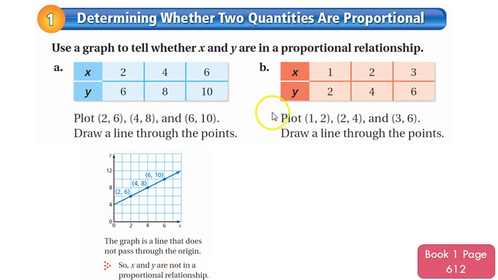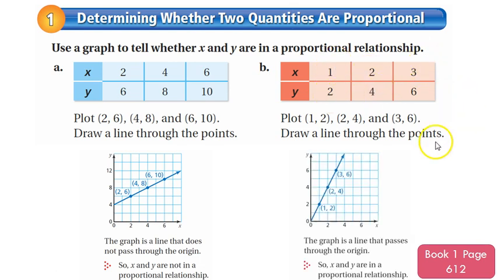How about for table B? Let's plot 1, 2, 2, 4, and 3, 6. If we connect these dots and continue, the graph is a line that does pass through the origin. So x and y are proportional relationships.